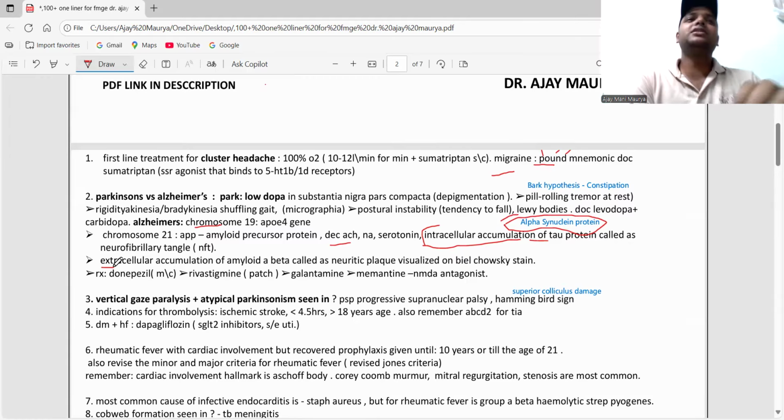Here is the extracellular accumulation of the amyloid A beta 42.